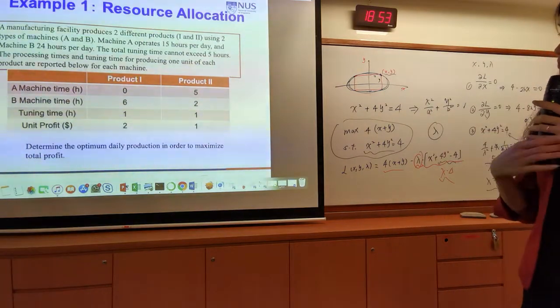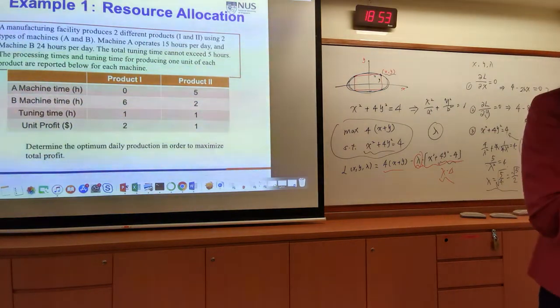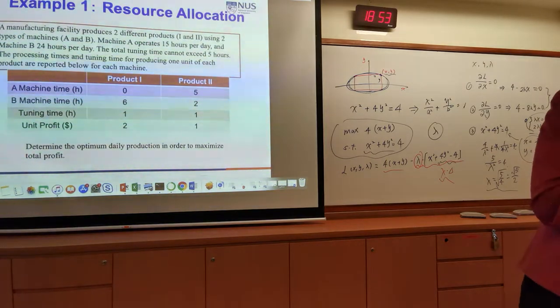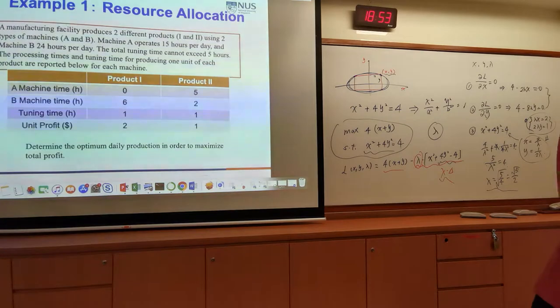But then let's also look at some examples. These can be realistic examples if you derive them from a complex real world problem. Have a look at this one. It's a manufacturing facility which produces two different products, just two. Product one and product two. And they have two types of machine, A and B. This can be very common for manufacturing or even for some small scale enterprise.